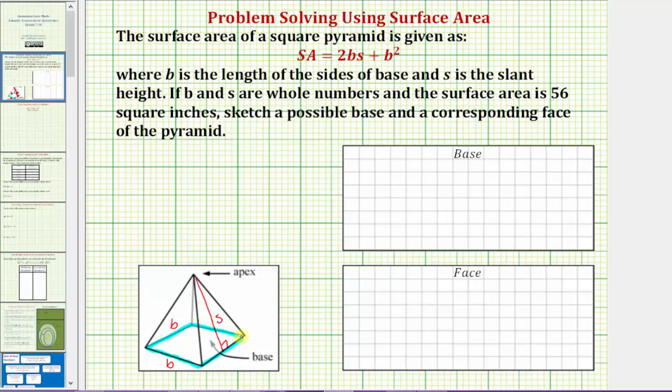And notice how we have 4 triangular faces, where each triangular face is also an isosceles triangle, and the height of each triangular face would be s, the slant height.